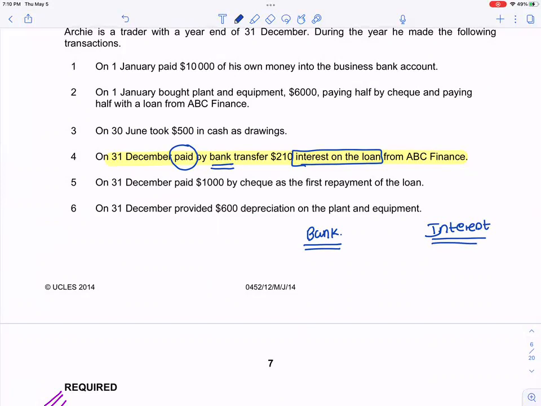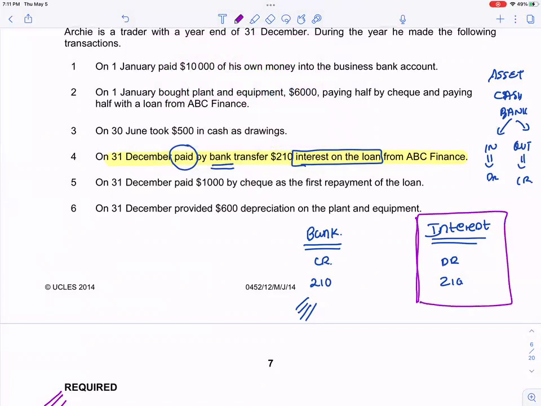Bank will always be credited. No. I just told you, assets, cash and bank. Always debited. If it's coming in, debit. If it is going out from you, credit. So what is it? Bank credit 210 and interest debit 210. Okay, you know that money is going out of the bank, so bank is credit. Can you relate one rule why interest is debit, out of the rules that I taught you today?